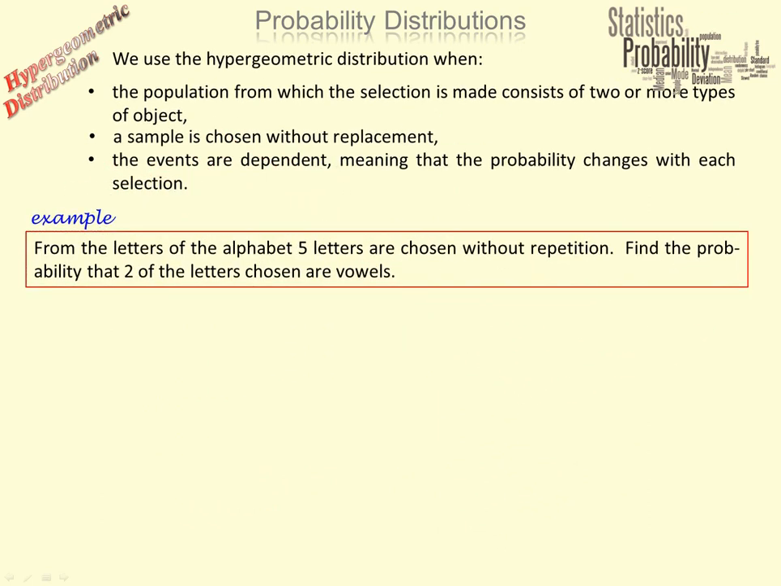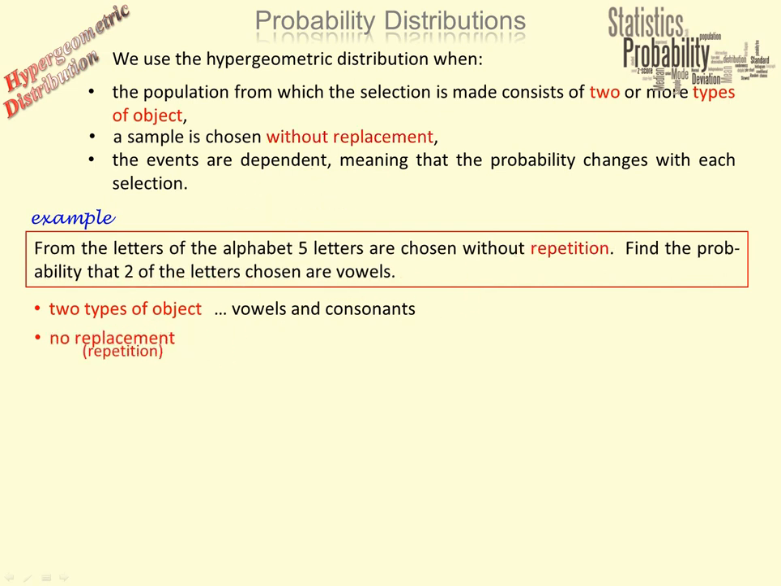Let's look at an example. Choosing from the alphabet, I'm choosing 5 letters without repetition. Find the probability that 2 of the letters chosen are vowels. Well, it's 2 types of object, vowels and consonants. Notice it's not success or failure, it's 2 objects. So we could have more than 2 objects. It doesn't matter. We could have 10 objects in the hypergeometric. You'll see the way it is done.